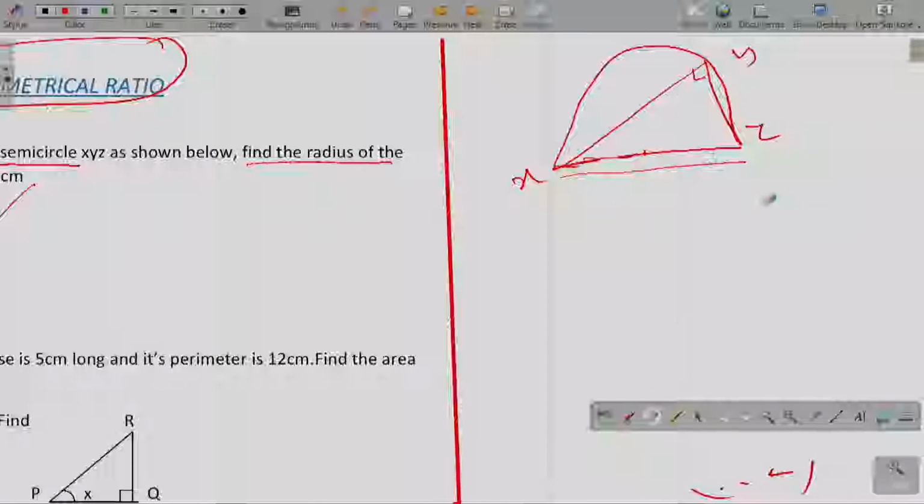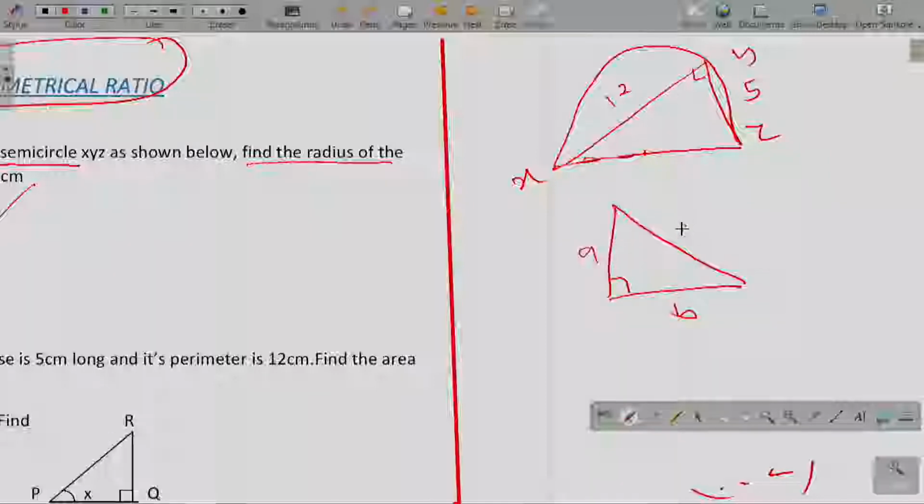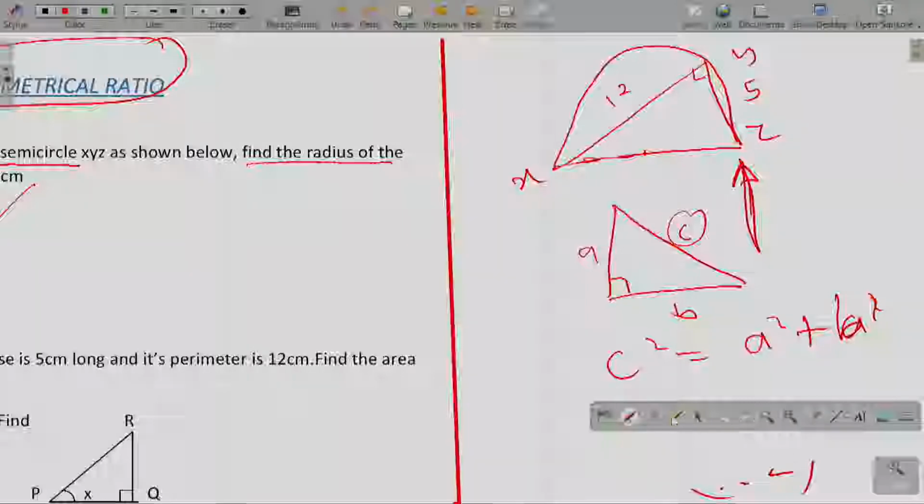How can we find the diameter? Just apply the Pythagoras theorem, because we have XY equal to 12 and YZ equal to 5. Pythagoras theorem: if we have a right angle triangle with sides A, B and C, the square of the hypotenuse is equal to the sum of the squares of the other two sides. So we can apply this rule here to solve our question.